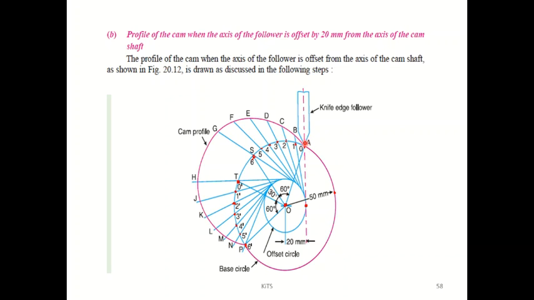Now connect all the points. You will get the cam profile. That's all, we have drawn it. And you have to mark all these dimensions: 50 mm, 20 mm, offset circle, base circle, and this is cam profile, knife edge. You have to mark all the things. That's all. Very simple. Watch the video carefully.